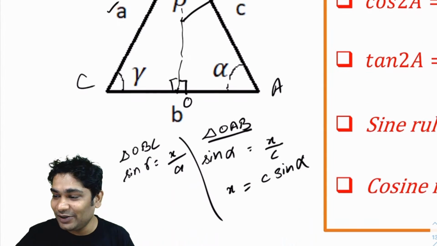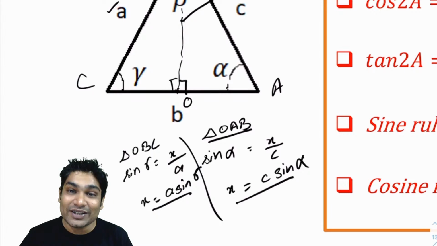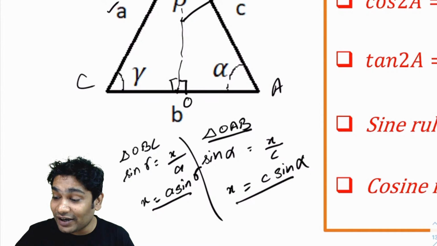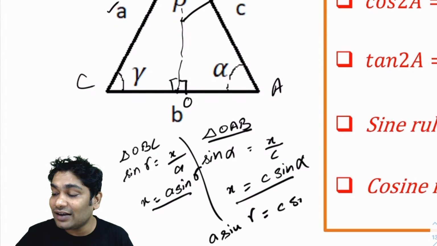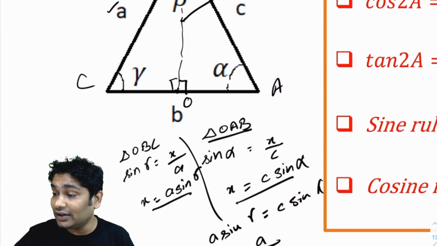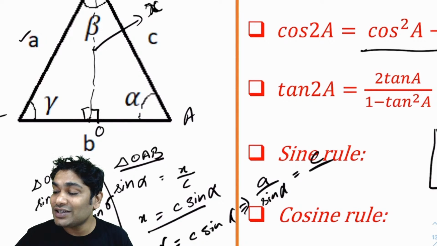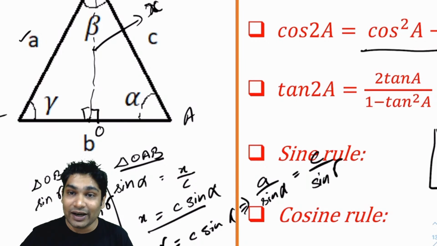Absolutely. So from here you can say that x equals a sine gamma. Now all you need to do is equate these two. When you equate these two, what are you getting? You're getting a sine gamma equals c sine alpha, or in other words, if you rearrange the coefficients, you're getting a over sine alpha equals c over sine gamma.